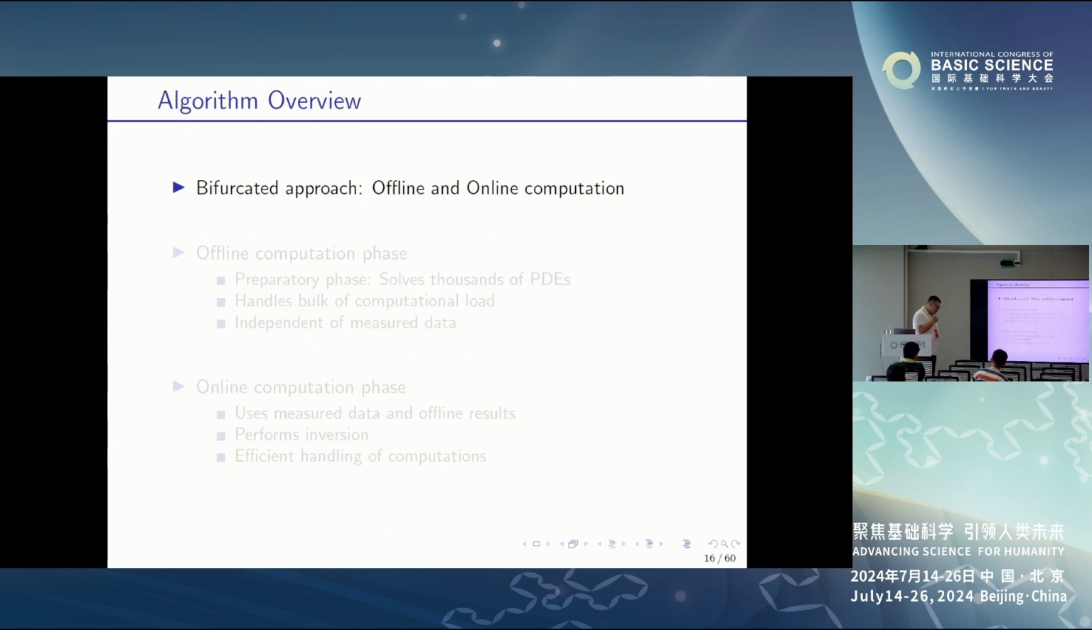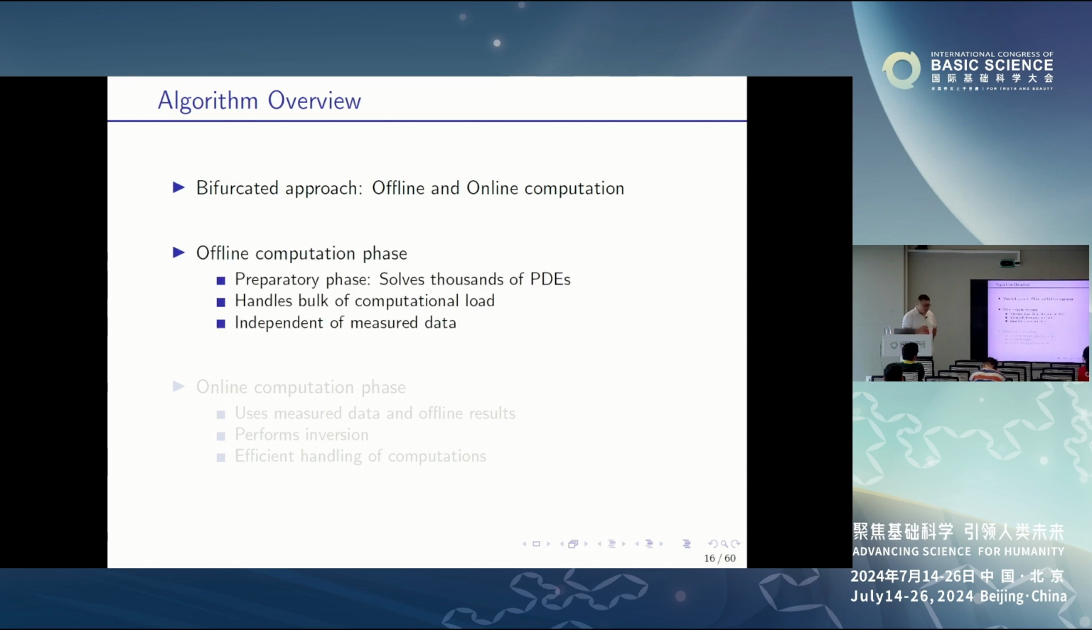After we got the uniqueness and the injectivity, then we turn to how to design an efficient algorithm, how to numerically reconstruct those things. So the idea here is we borrow some idea from computer science. We divide the whole computation into different phases.